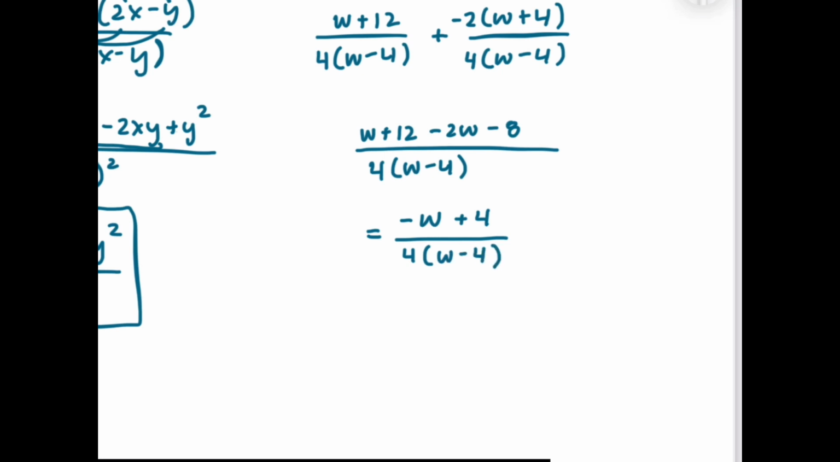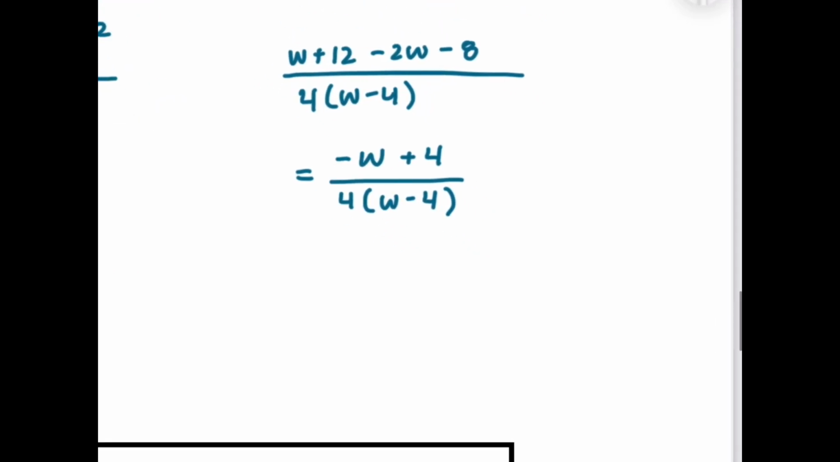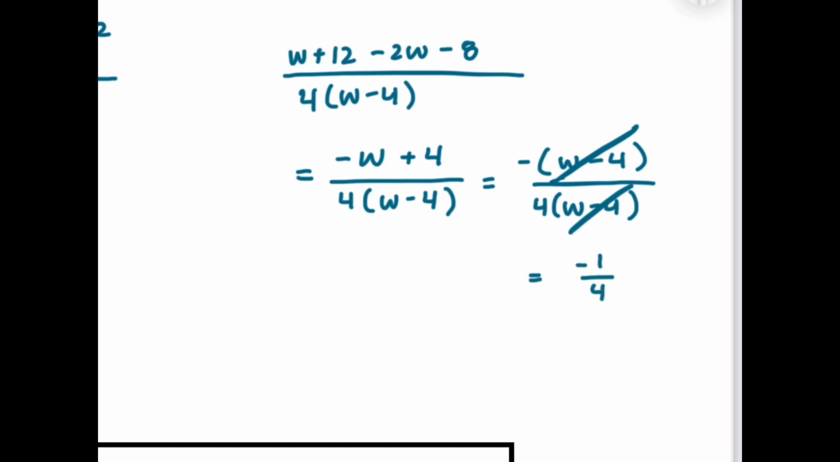So we can actually go a step further with this one. We want to see if we can simplify. So since we have that negative w plus 4 up top, I'm going to factor out a negative and make it w minus 4. And we have 4 times w minus 4 on the bottom. So we have a w minus 4 on the top and the bottom, so those cancel out. And we're just left with negative 1 over 4. So remember, if everything's gone on top, you just have a 1. And that would be your final answer.